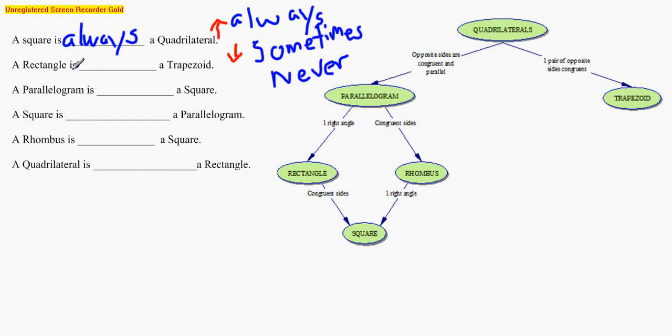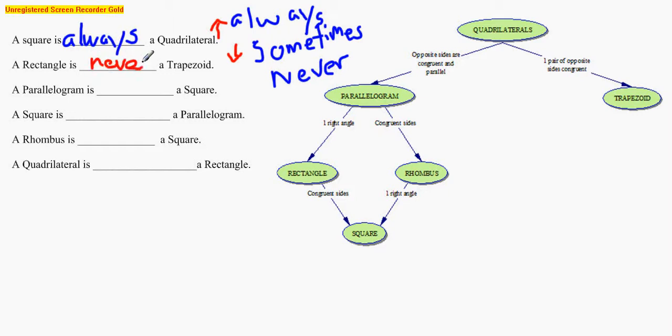So let's look at another question. It says a rectangle is blank a trapezoid. So a rectangle is always a trapezoid, sometimes a trapezoid, or never a trapezoid. Here's where the never case comes into play. All these things are never a trapezoid. They never can be a trapezoid. So probably 80% of the time, if the answer involves a trapezoid, you're going to put never. The only time a trapezoid is anything is if it's a quadrilateral. So a quadrilateral is sometimes a trapezoid. A trapezoid is always a quadrilateral, but it's never a parallelogram, a rectangle, or anything else. So a rectangle and trapezoid never go together. So we're going to put never here.